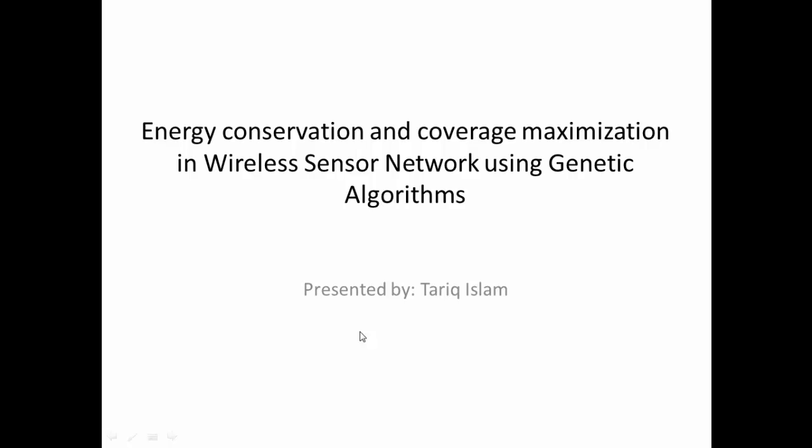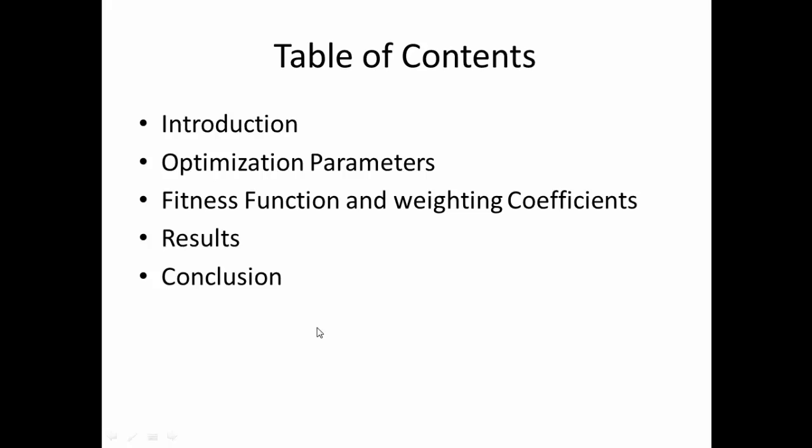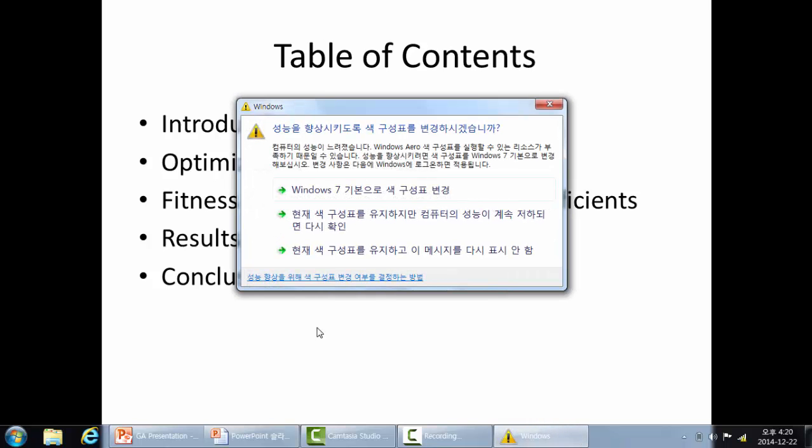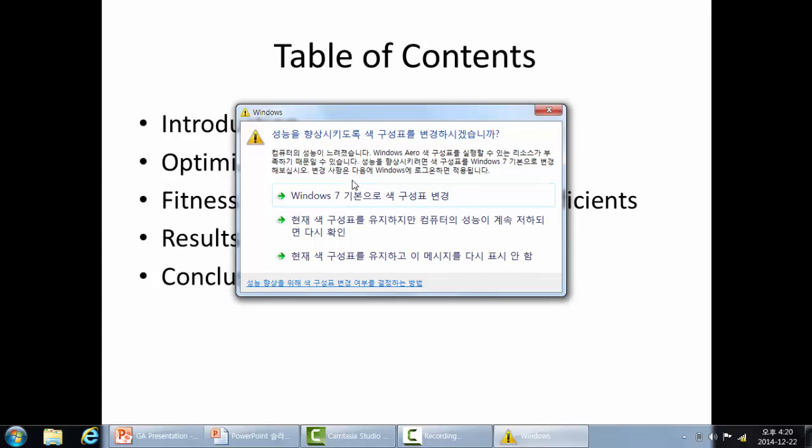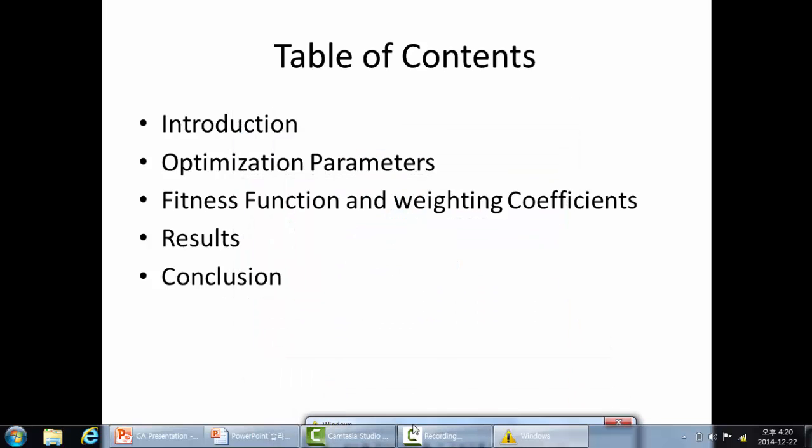The title of the project is Energy Conservation and Coverage Maximization in Wireless Sensor Networks Using Genetic Algorithms. Here is the table of contents. We will start with introduction. After that, we will discuss some optimization parameters and fitness function, and weighting coefficients will be discussed after that. Then results and conclusion will be discussed in the end.